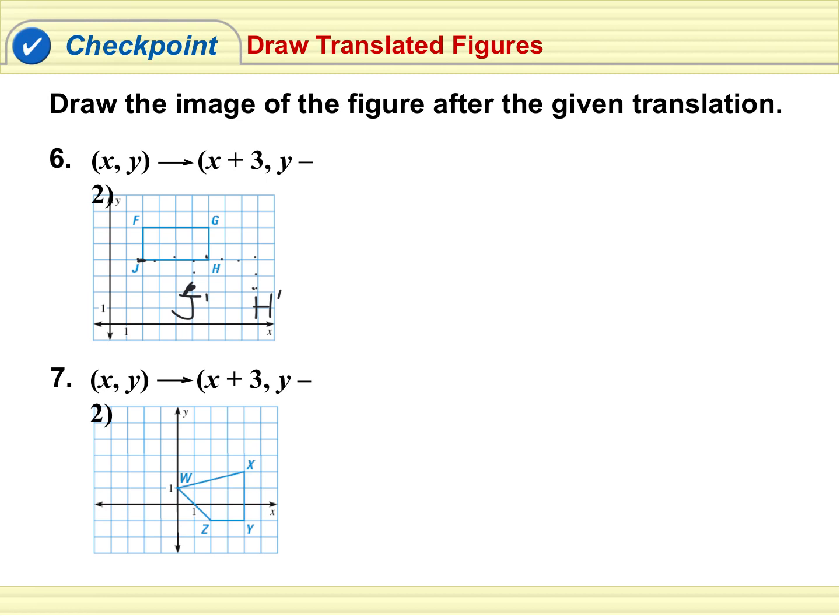Once I have those, do I need to keep counting? I think so. You can if you want, but what can I do instead? I can just make it look like the other picture. Okay, so here's my F prime, here's my G prime. Okay, do not leave them as points. Connect the dots. Make it look like the shape.